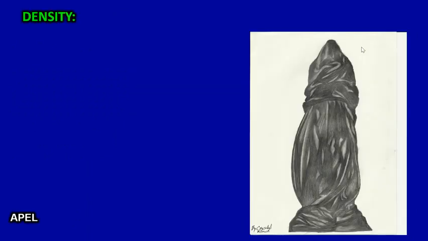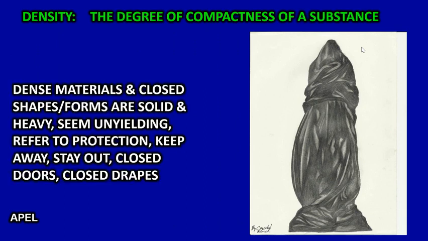And then the book talks about density, the degree of compactness of a substance. So dense materials and closed shapes and forms are solid and heavy and seem unyielding. They refer to protection, keeping away, staying out, closed doors, closed drapes. So if you look at this figure right here, it's a woman that has wrapped herself up, and it looks like she does not want to be bothered. Do not come close to me. She's put up her walls, and she does not want to be approached.